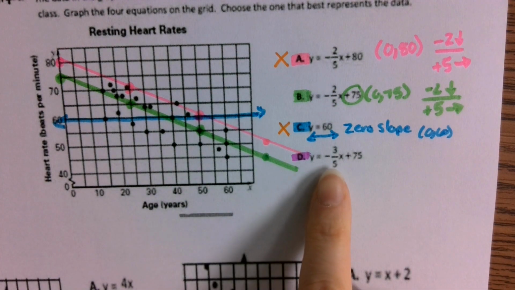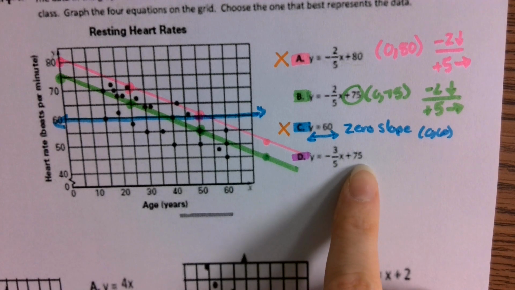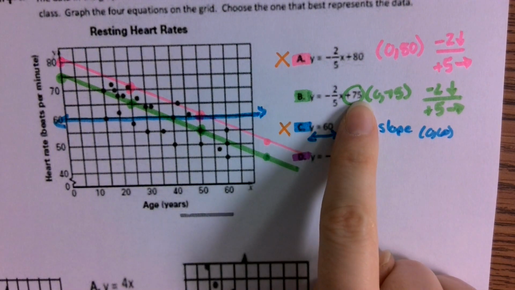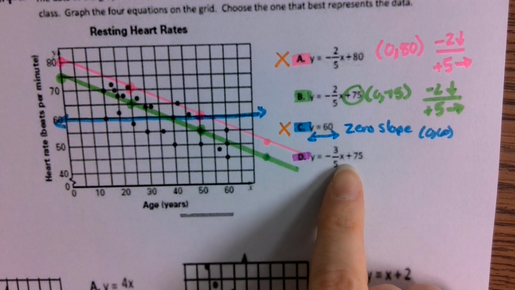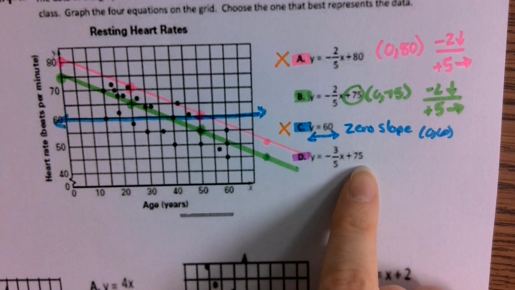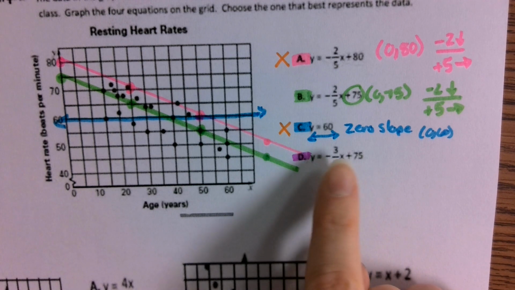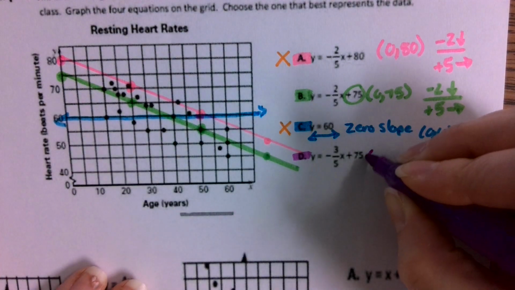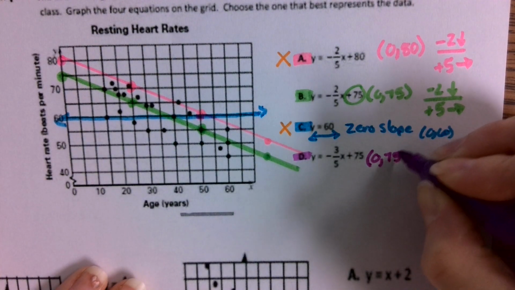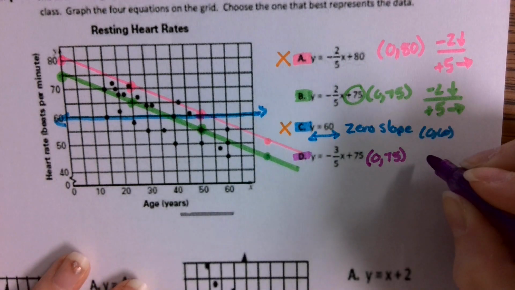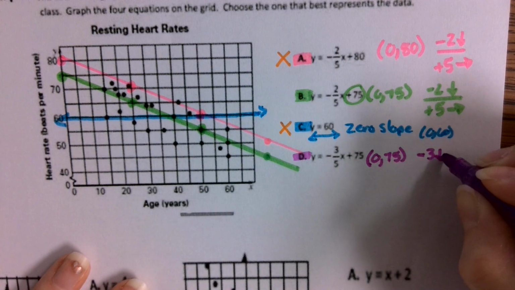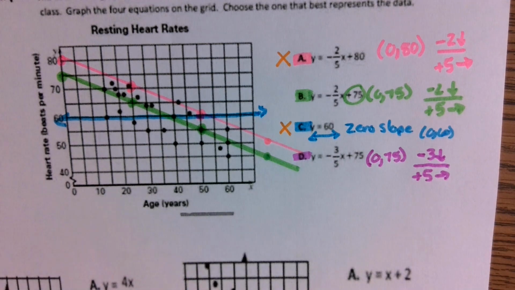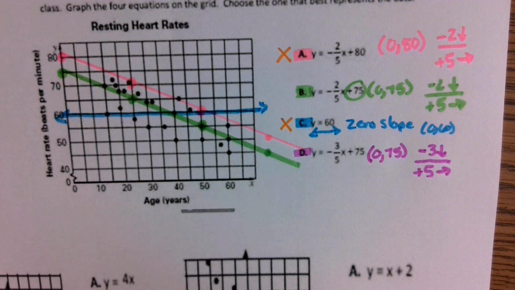Okay, so the last one that we're going to look at has exactly the same y-intercept as graph B, but it has a slightly steeper incline of a slope. So we're going to check and see how that one looks. So again, your y-intercept would be at 0, 75. But this time you are going to go down 3 and then go to the right 5.